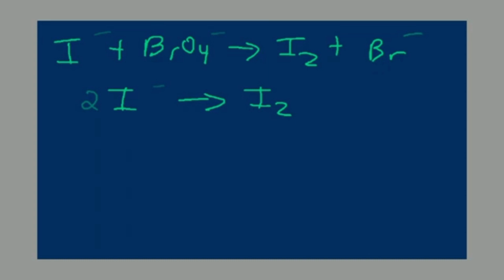Now let's balance the charges. The total charge of a pure element is 0. On the left side, it's 2 times negative 1, so we have a total charge of negative 2 on the left side. Negative 2 and 0 differ by 2, which means we need to add 2 electrons to the side with the higher charge. 0 is greater than negative 2 on the number line, so let's add it to the right side. Now the next thing we need to do is balance the other half reaction.